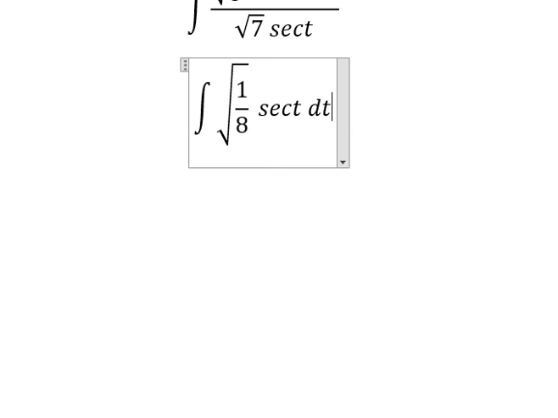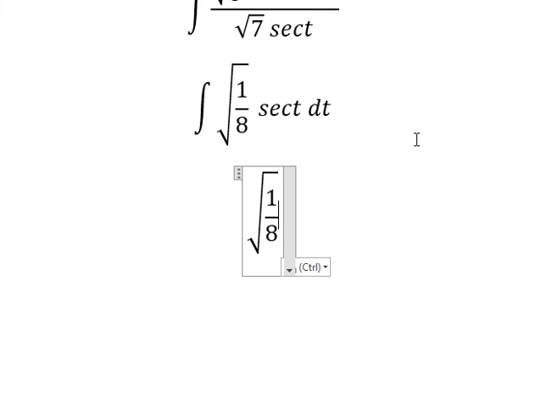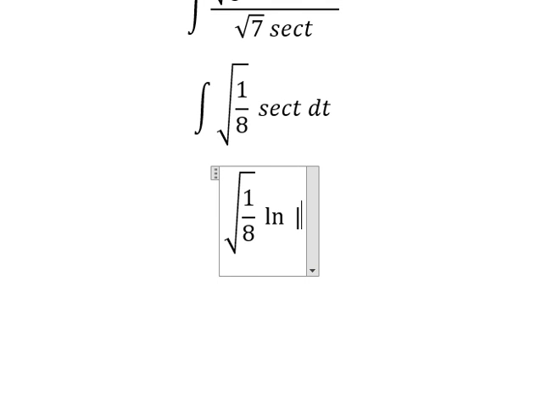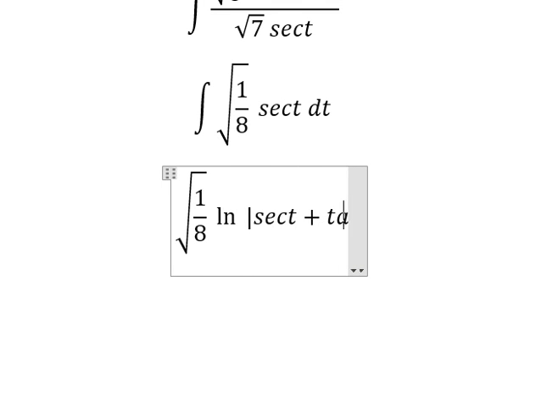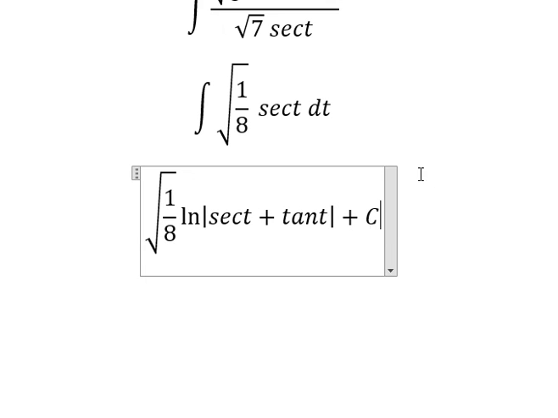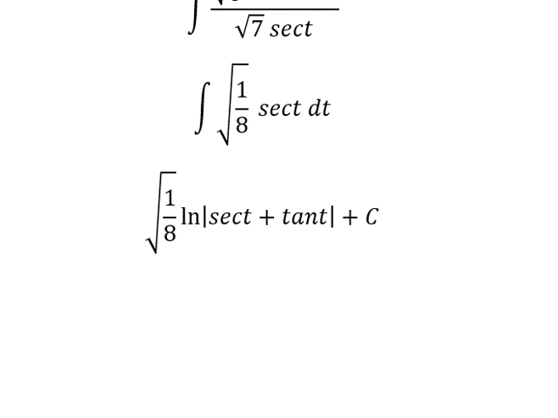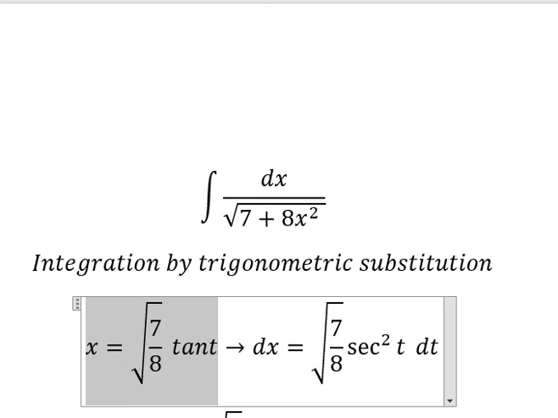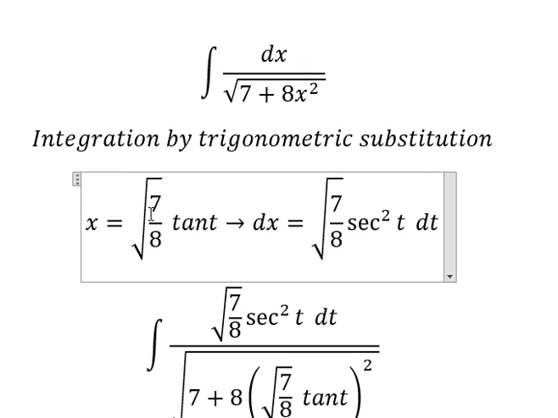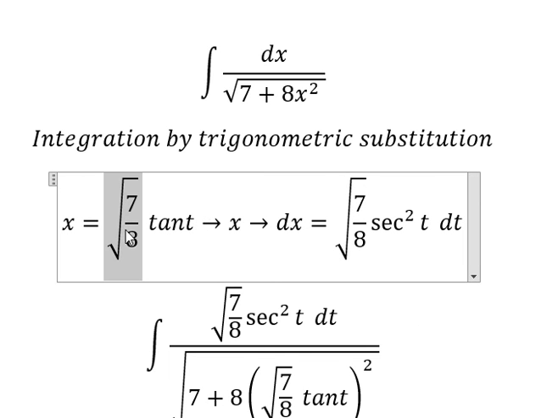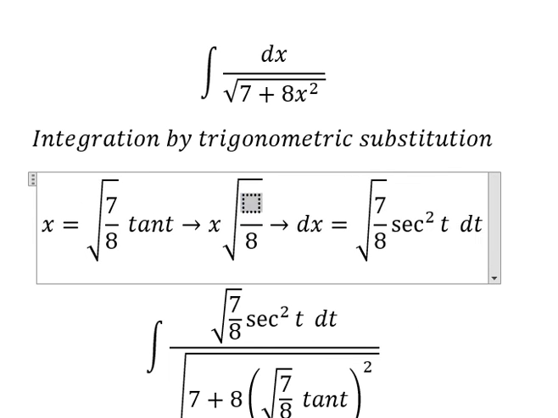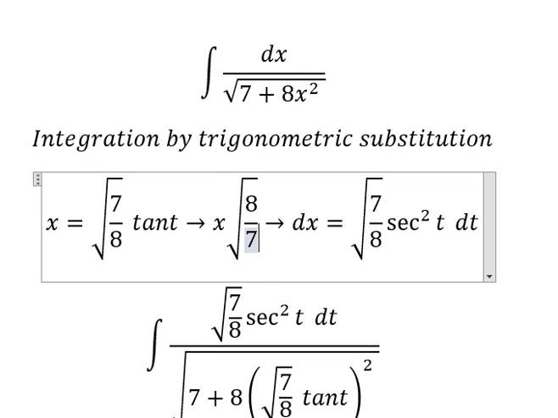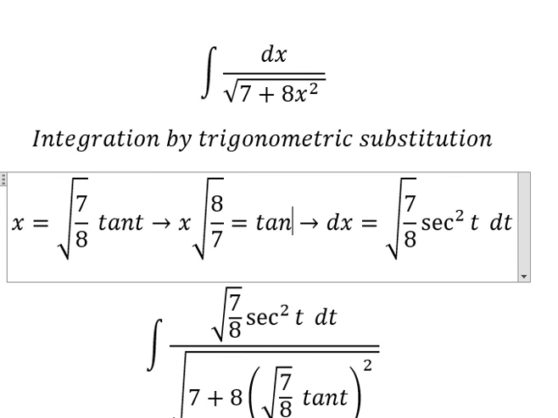And now the integration of secant of t, we have ln of the absolute value of secant of t plus tan t, and we put c. About t, that is this one. So we need to divide both sides by the square root of 7/8. And we have tan t.